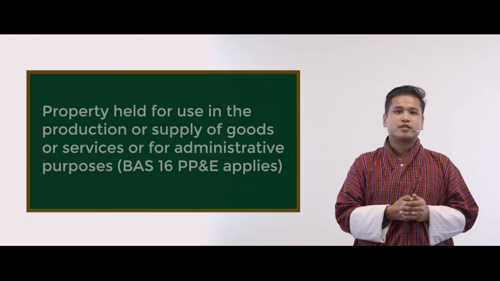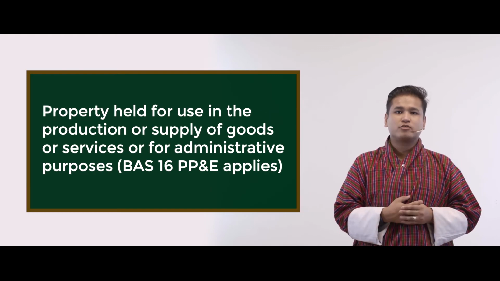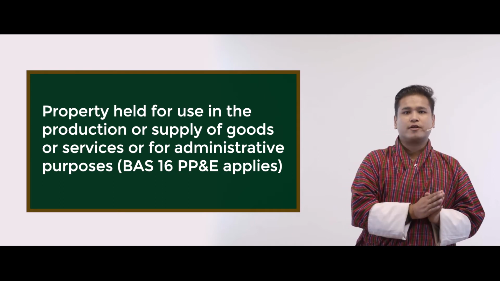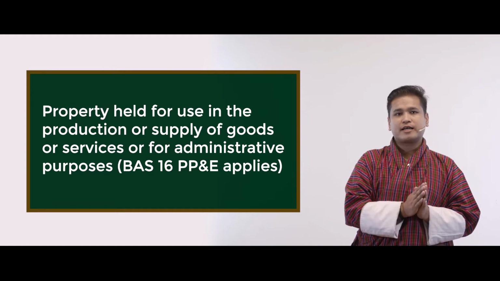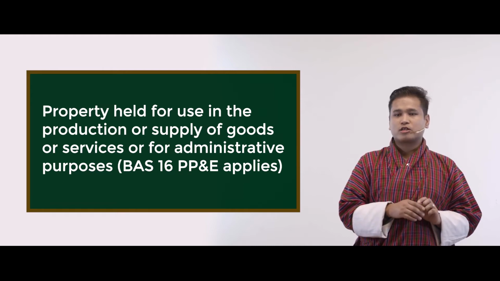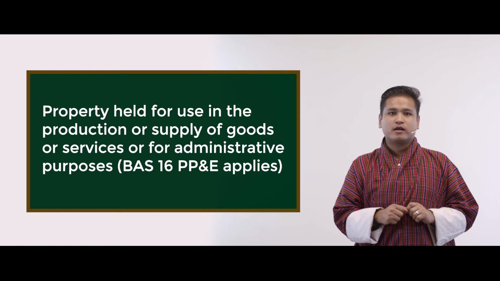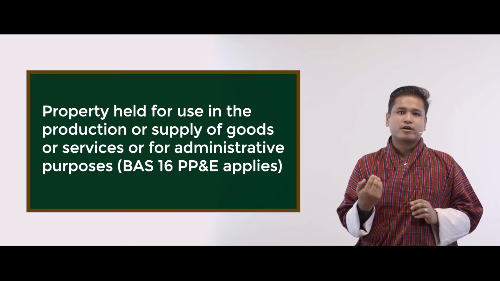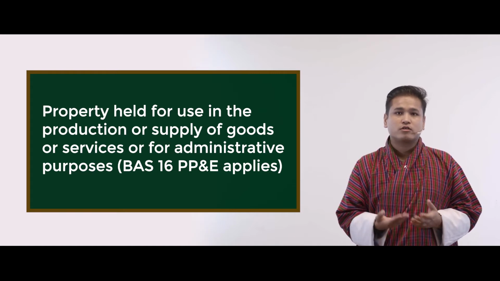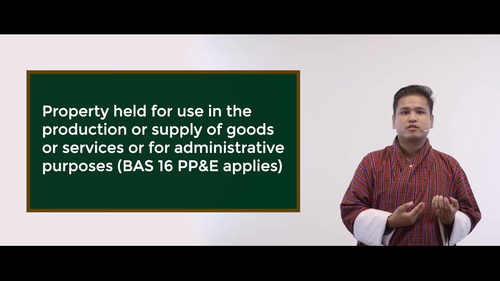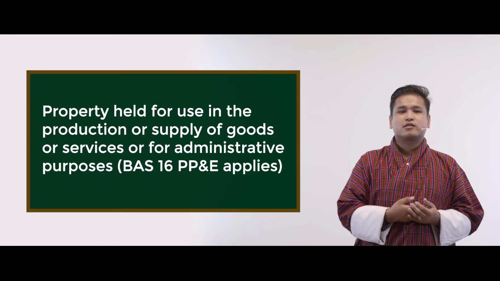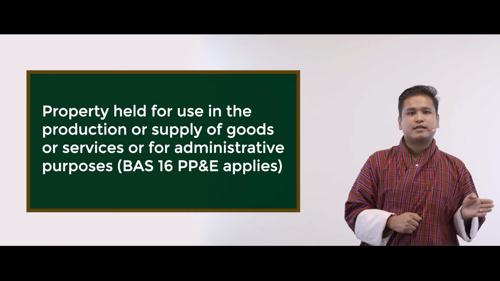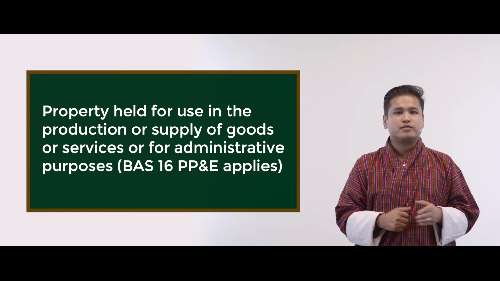First one here is property held for use in production or supply of goods or services or for administrative purposes. Remember that in our earlier lesson we talked about property, plant and equipment. The property, plant and equipment definition was that all this property is held for production or supply of goods and services or for administrative purposes. So this property should not be termed as investment property. Instead, it should be treated as property, plant and equipment.